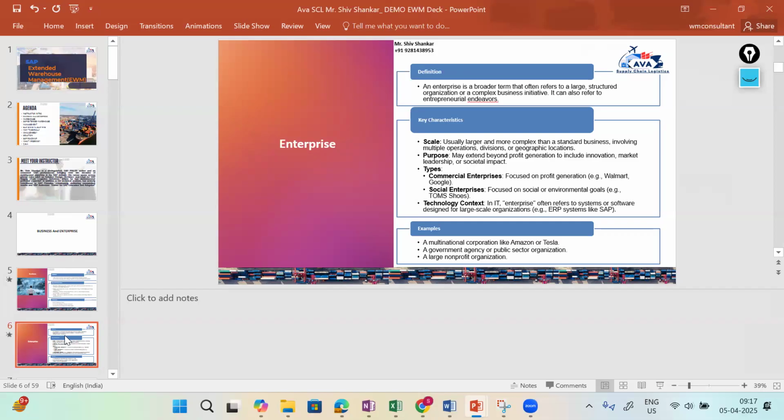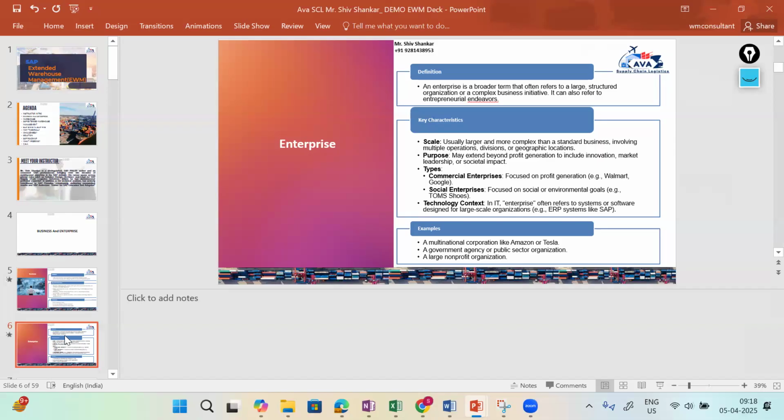The purpose of the enterprise may extend beyond profit generation to include innovation, market leadership, or societal impact. Types of enterprises could be commercial enterprises, social enterprises, and technology enterprises, like SAP as an ERP enterprise. Commercial enterprises refer to e-commerce and retail industries like Walmart, Alibaba, or Amazon. For social enterprises, you can take social and environmental goals, like Thomas shoes, etc.